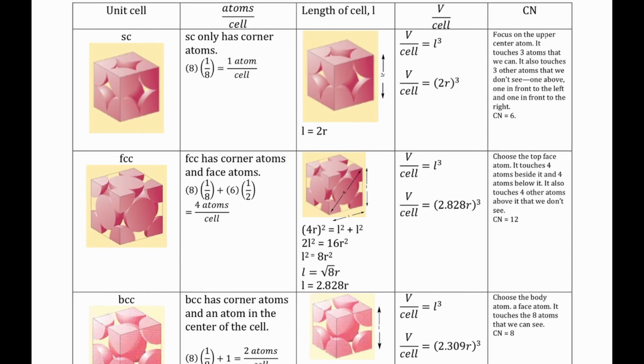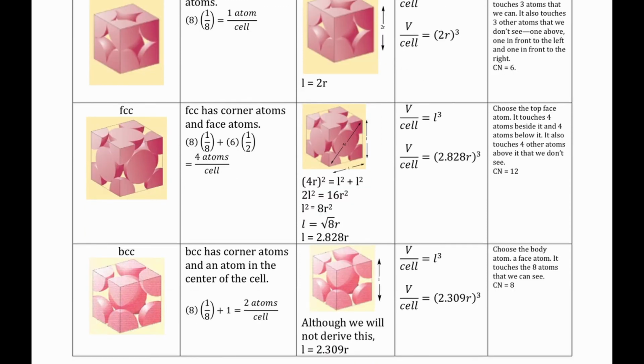Solving for L, we end up with, on our next line, 2L squared equals 16r squared. L squared equals 8r squared. L is equal to the square root of 8 r squared, which comes out to be L equals 2.828r. For the body-centered, it would be a similar but a little bit more involved kind of Pythagorean theorem calculation. If we went through that, we would find that the length is equal to 2.309r.